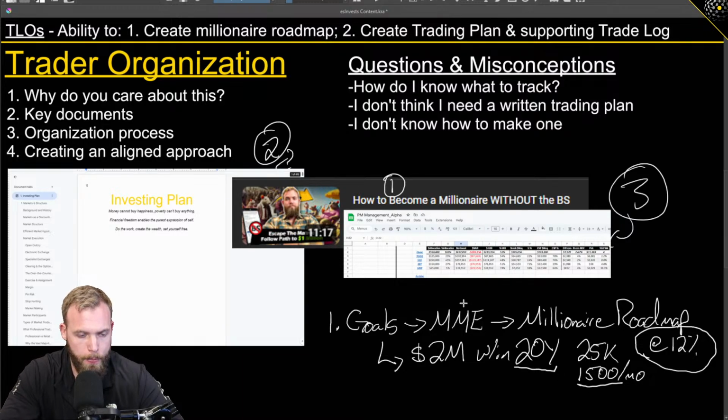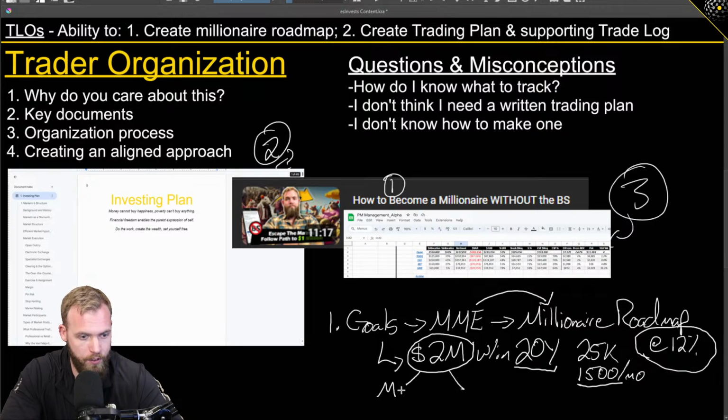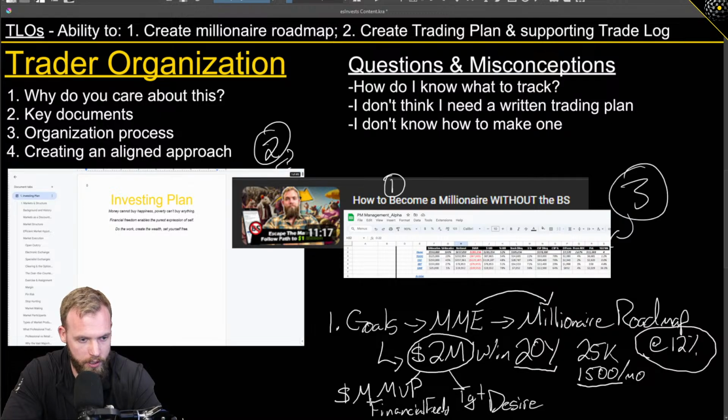This is why the money mindset exercise feeds into the millionaire roadmap, because the money mindset exercise tells us this. How much money do we think we need? And then the recommendation I give to people is to have 2 numbers, the MVP and then the target or goal. MVP is financial freedom. The target is what you want, what you desire. So maybe our MVP instead of 2 million is actually 1 million.